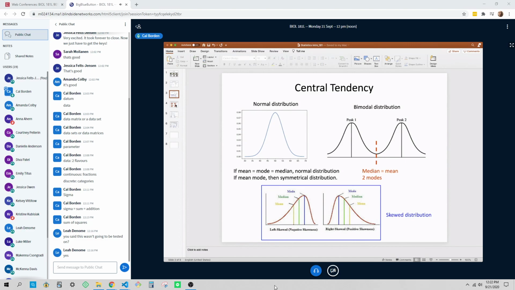Moving on. Are there questions about this and how to visualize mean, median, and mode? Get a drink of water here. Any questions? Okay, I'm watching the chat box.